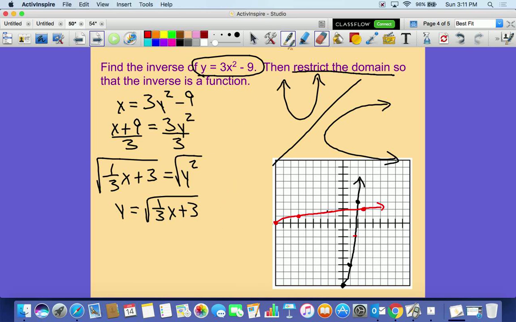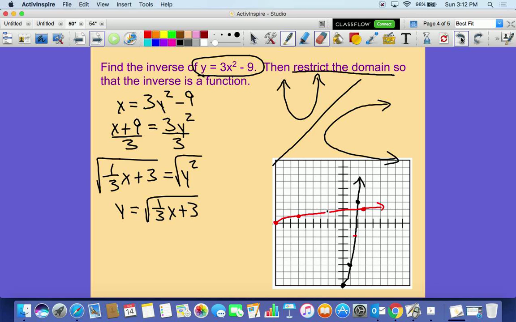If we said that the domain is x greater than or equal to 0, that would give us this half of the graph, which then when we do the inverse would give us this half. And that's one way of doing it. The other way would be saying x is less than or equal to 0, which would have simply given us the other half of the graph.